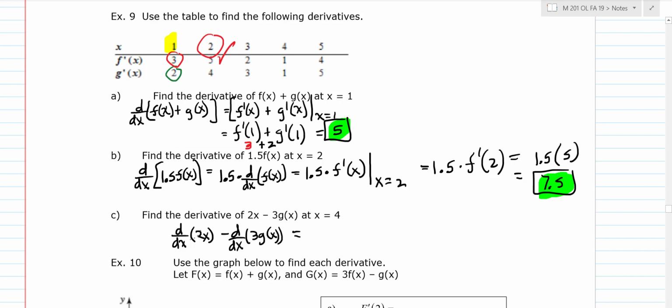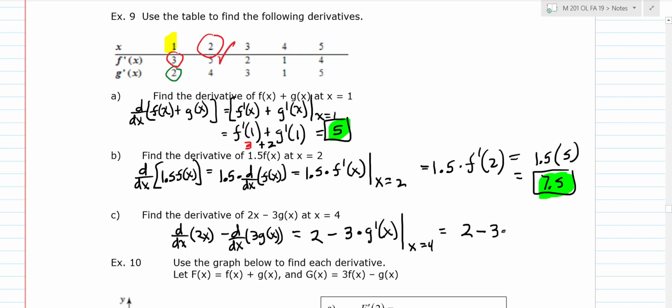So the derivative of 2x is 2. And then this could be written as 3 times the derivative of x like that. Okay, then you want to just evaluate this derivative at x equals 4. So the 2 is just a constant. You just bring it down. That's a part of your derivative.